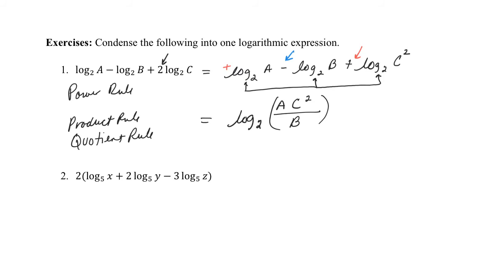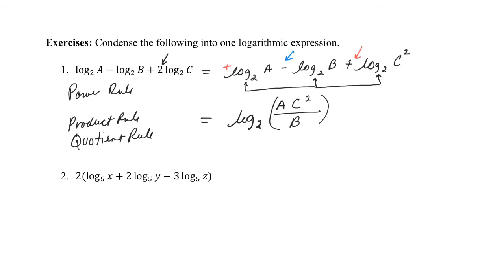All right, so number 2. 2 times log base 5 of x plus 2 log base 5 of y minus 3 log base 5 of z. Okay, so this is one I would probably have you do in class on your own. So pause here and work through it and then come back and see if you get the right answer.